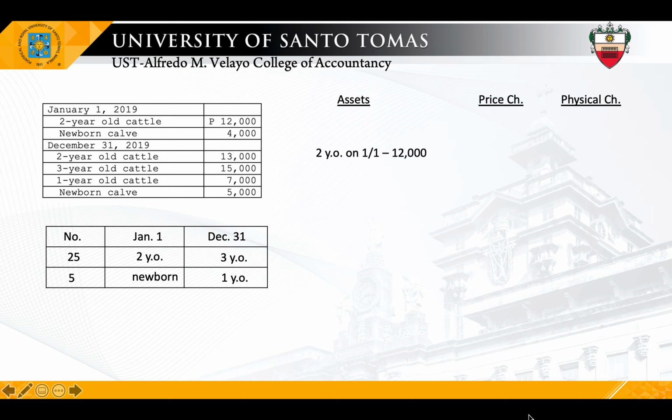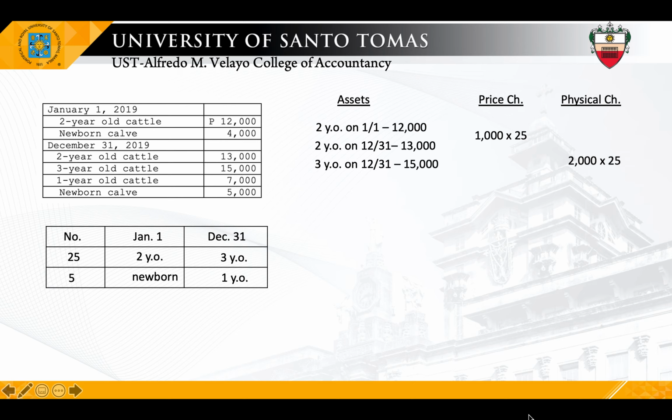So for our assets, we have 2-year-old on January 1 priced at 12,000, 2-year-old on December 31 priced at 13,000, and 3-year-old on December 31 priced at 15,000. For price change, it's the difference in prices for an animal with the same age at different dates. So the difference of 2-year-old on January 1 and 2-year-old on December 31, which is 1,000, is our price change. So 1,000 times 25. And then the difference of 2-year-old on December 31 and 3-year-old on December 31, which is 2,000 at 25, is our physical change.